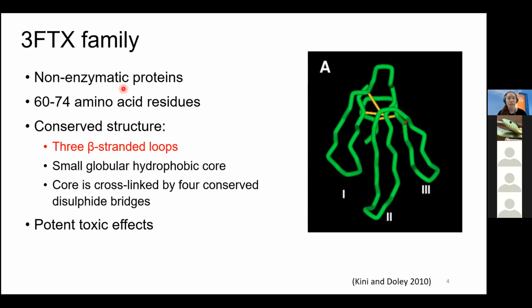They are a family of non-enzymatic proteins of 60 to 74 amino acid residues, and they have a conserved structure of 3 beta-stranded loops extending from a small globular hydrophobic core, like 3 fingers extending from the palm of a hand, hence the name. This hydrophobic core is cross-linked by 4 conserved disulfide bridges. Most of these three-finger toxins have potent toxic effects.